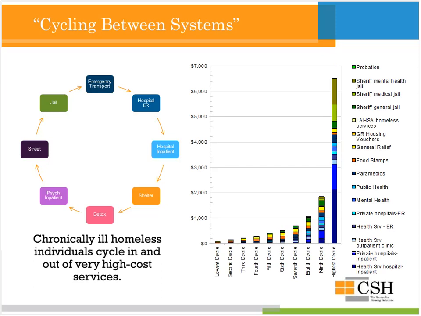This frequent system use translates into extremely high costs. This graph shows the system use of the top 10% of homeless individuals in Los Angeles, and the piling up of the costs as the folks go from one system to another and back again. That bar on the right shows how those system costs can really, really accumulate.